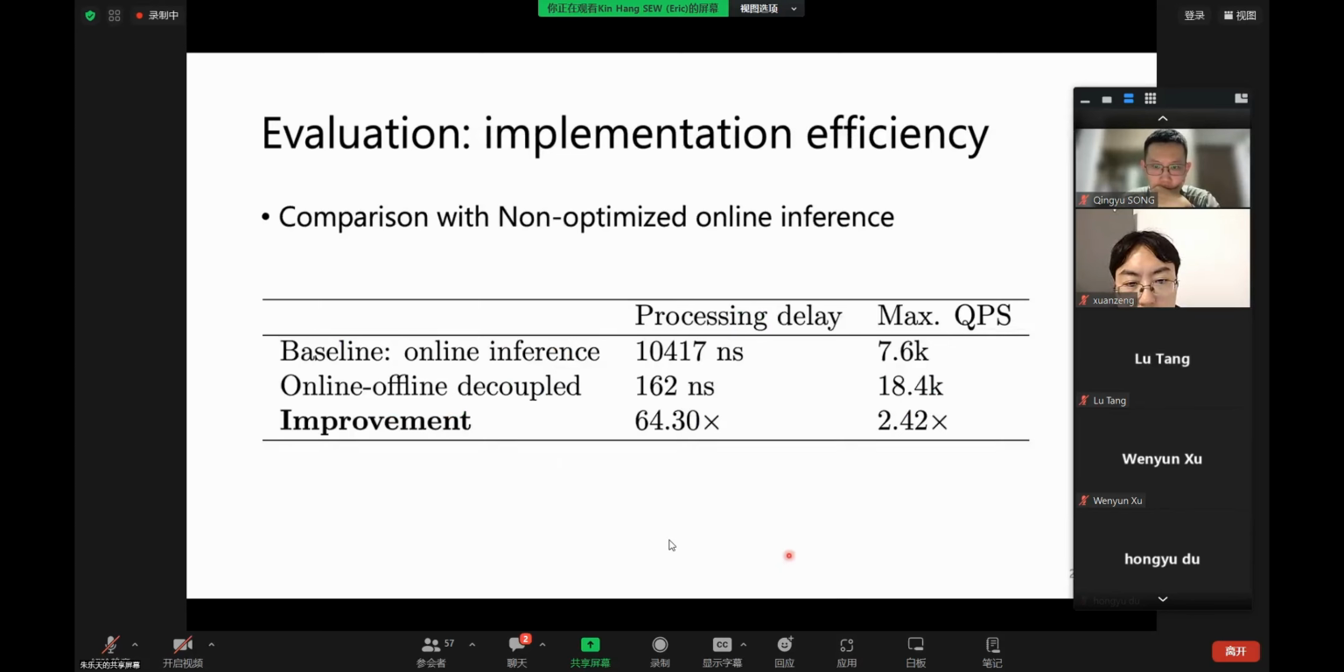Also, we compare the implementation efficiency here. We compared RCCS with non-optimized online inference. And from the results, RCCS has an improvement in terms of processing delay. It has a 64 times better processing delay. And for the maximum queries per second, RCCS also has a 2 times improvement.